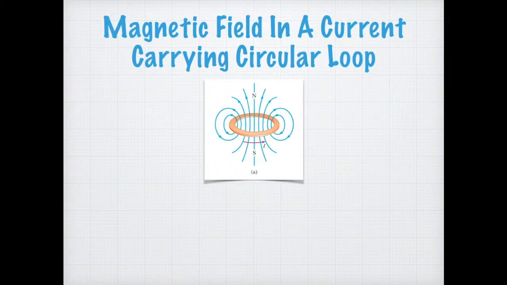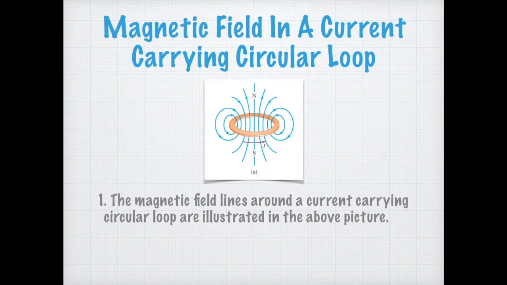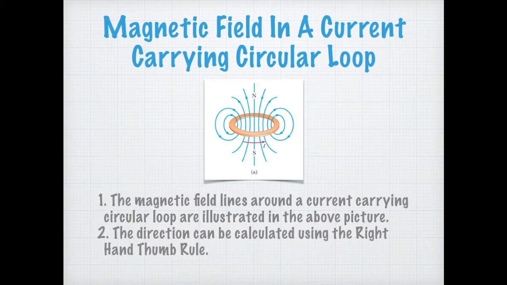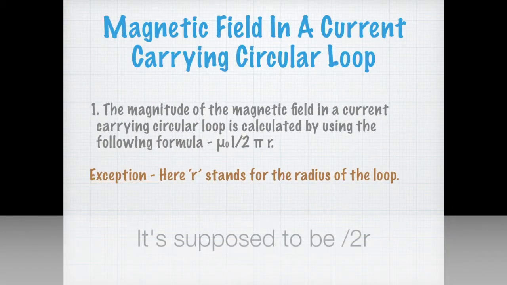Now let's move on to the next part, which is the magnetic field in a current carrying circular loop. The magnetic field lines around a current carrying circular loop are illustrated in the diagram above. I really don't have words to explain it, so please study them from the diagram. As you can see, they are arranged in circles, in between the loop and around the loop. Again, you can use the right hand thumb rule, as we learnt in the straight current carrying conductor part, to check the direction of the magnetic field.